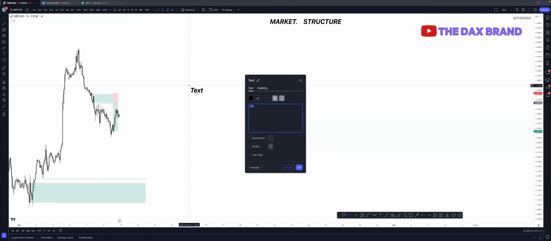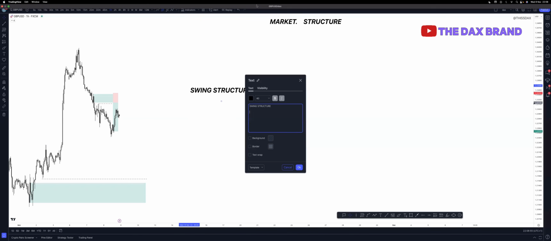the swing structure. Okay, so we have three types of market structure. Number one is the swing structure. The most important one is actually the swing, right? But we have three types, which is number one, swing. We have two others, man. I've forgotten. Who can help me out?